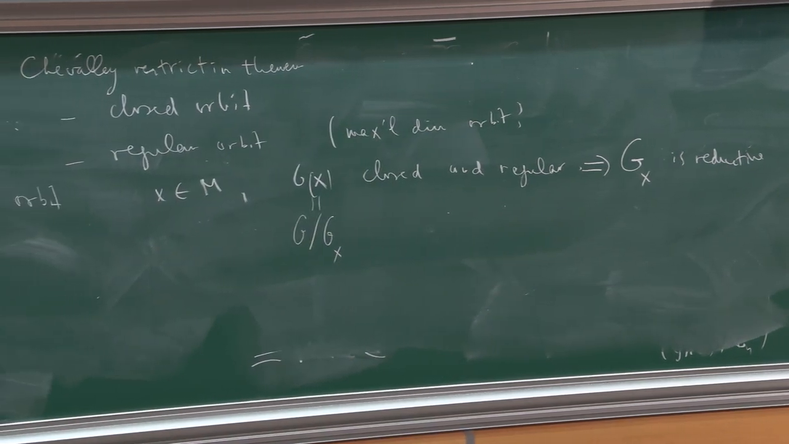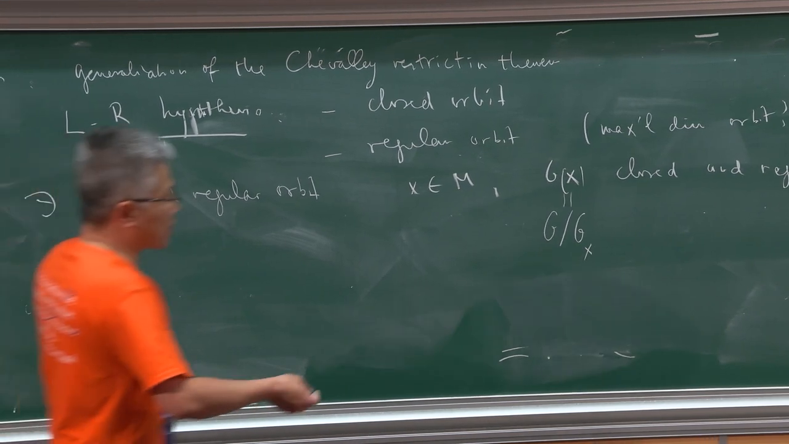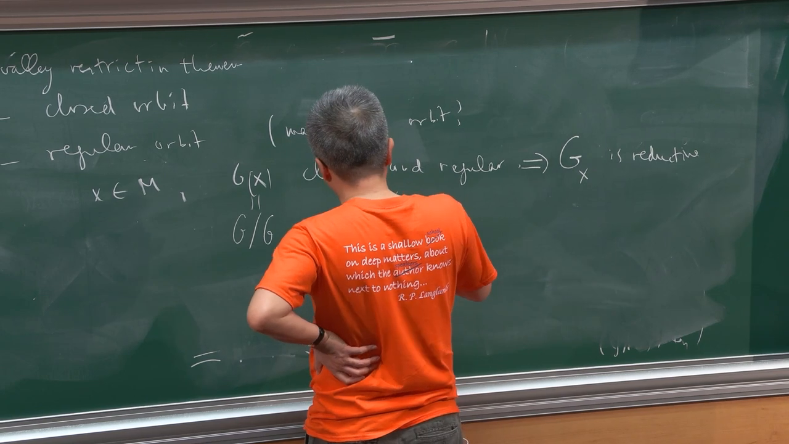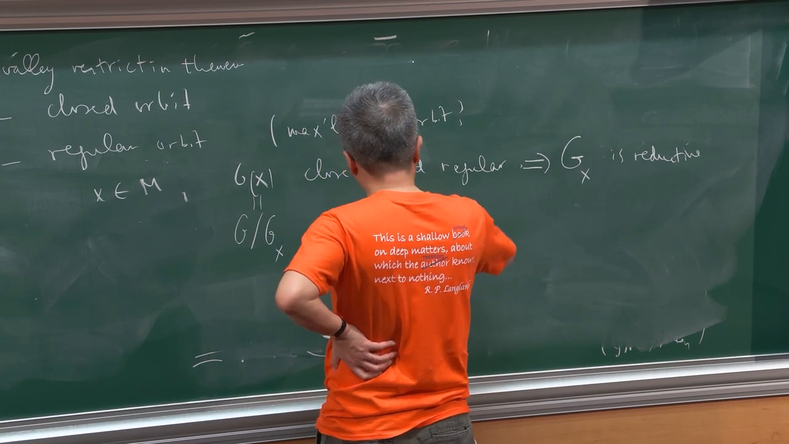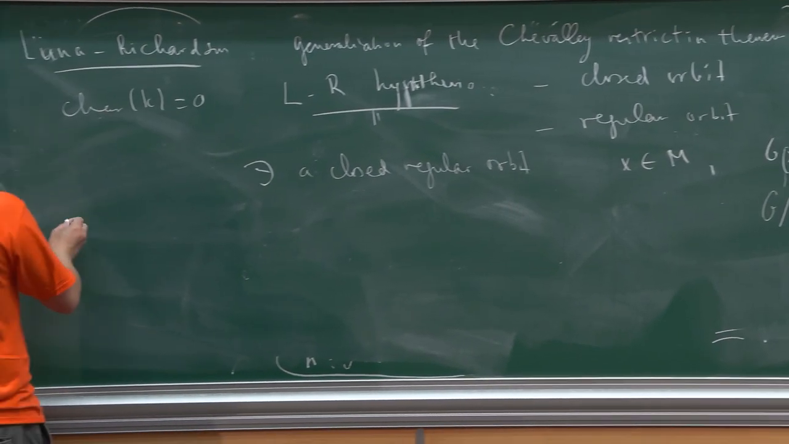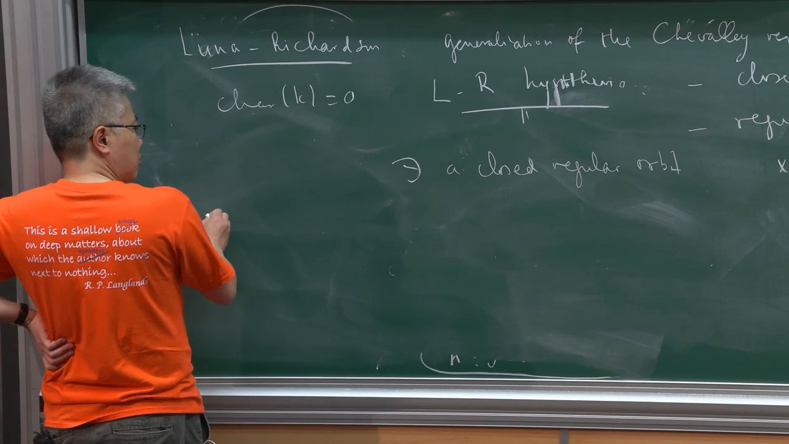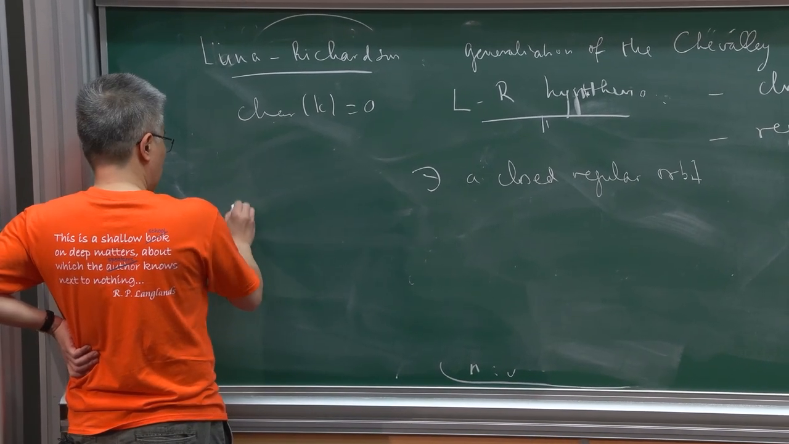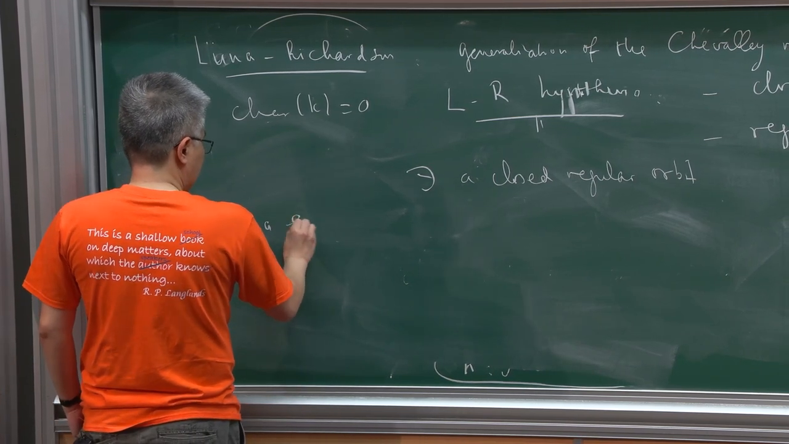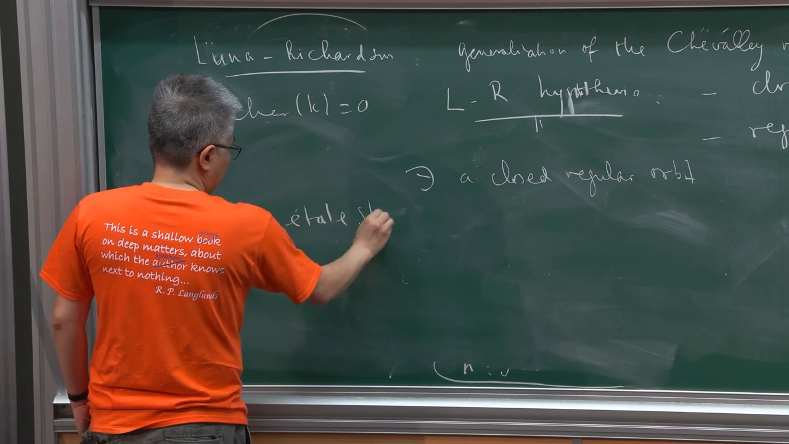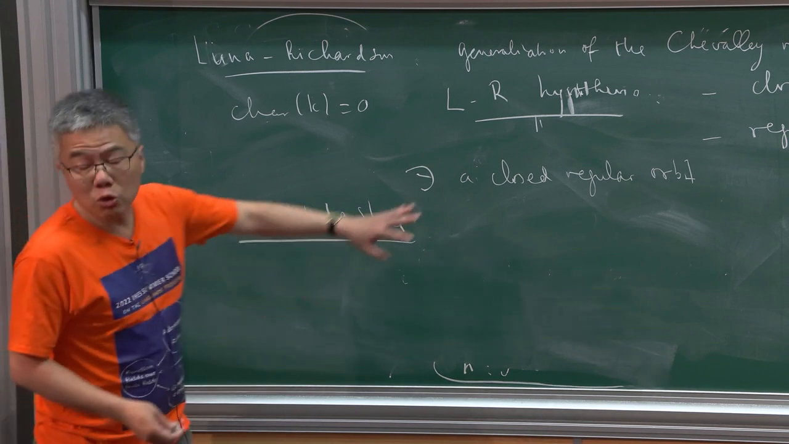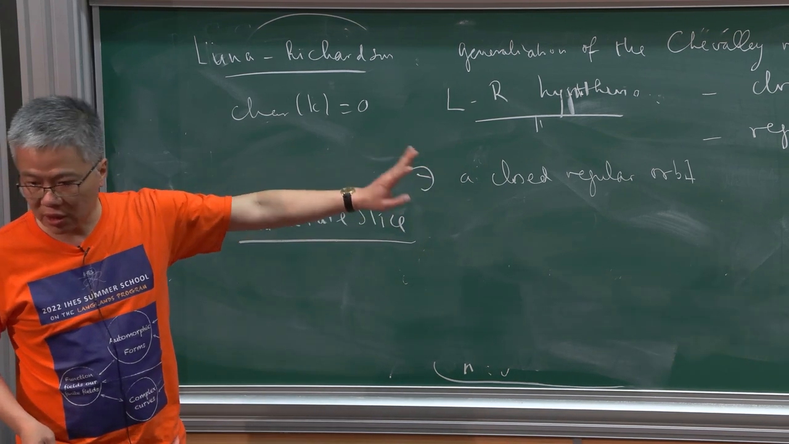And there is one, so in most of the cases that I'm interested in, I have not explored the case yet, but it should work to a certain extent, but I just assume, so let's come back to that. So there is a major piece, not very difficult, but really interesting here, which is the Luna slice, Étale slice. The consequence of it applies to a closed orbit only. It doesn't need to be regular, but it has to be closed.